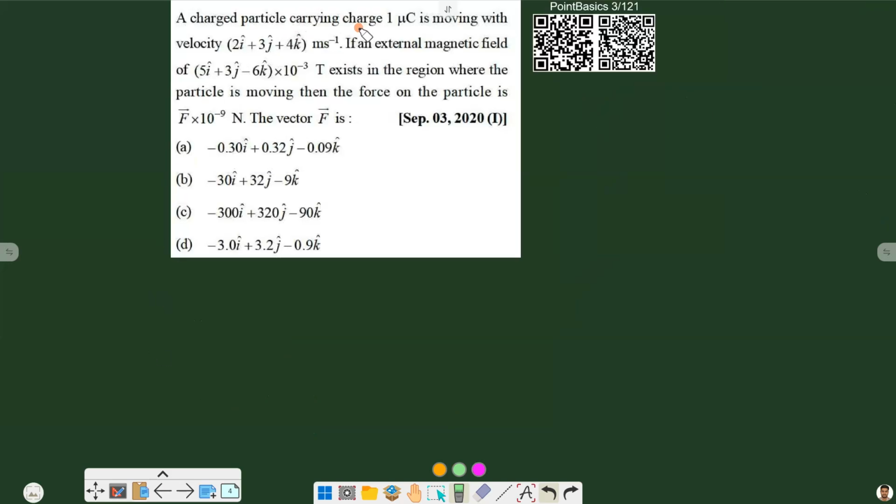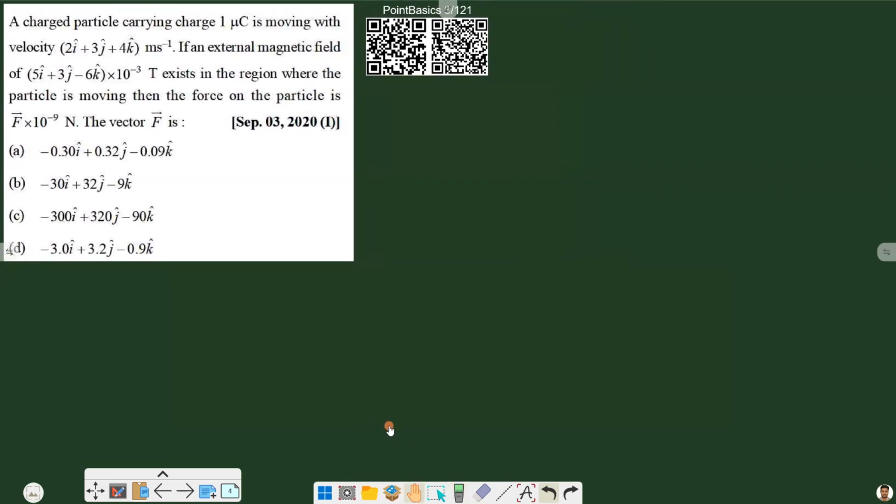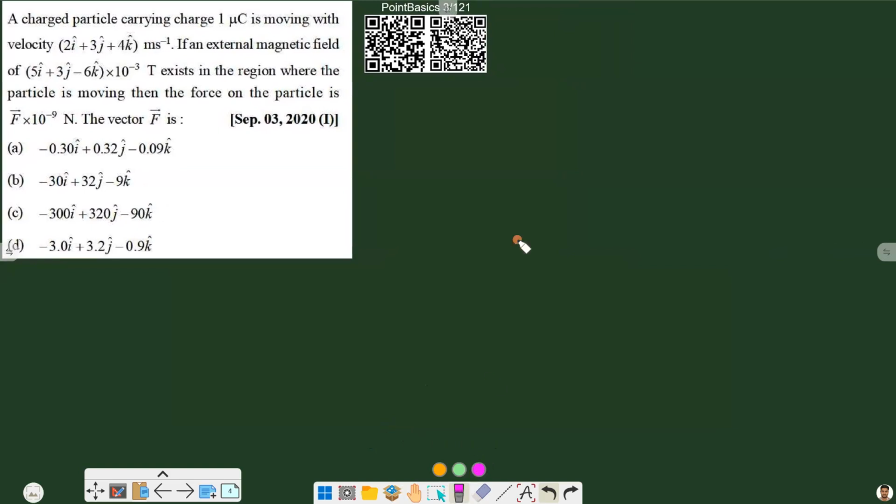A charged particle carrying a charge of 1 microcoulomb is moving with a velocity. The charge, velocity, and external magnetic field are given, and we have to find the force on the particle. Force on the particle is given by Q V cross B.